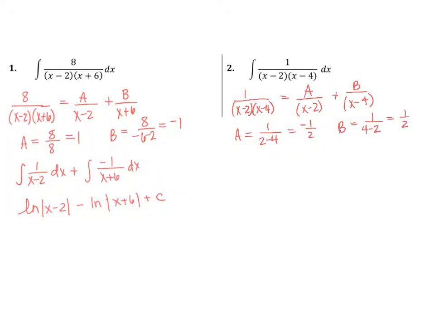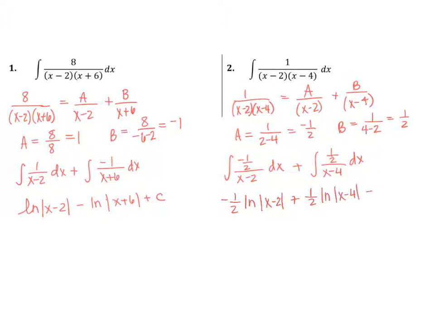And so here we're putting all of this back together. I have negative 1/2 over x minus 2 dx plus the integral of 1/2 over x minus 4 dx. Now, let's go ahead and integrate this. So I have negative 1/2 times the natural log, the absolute value of x minus 2, plus 1/2 natural log x minus 4, and then we have plus c.